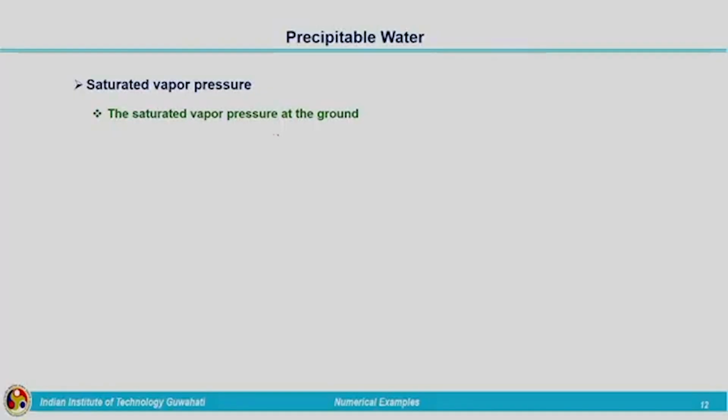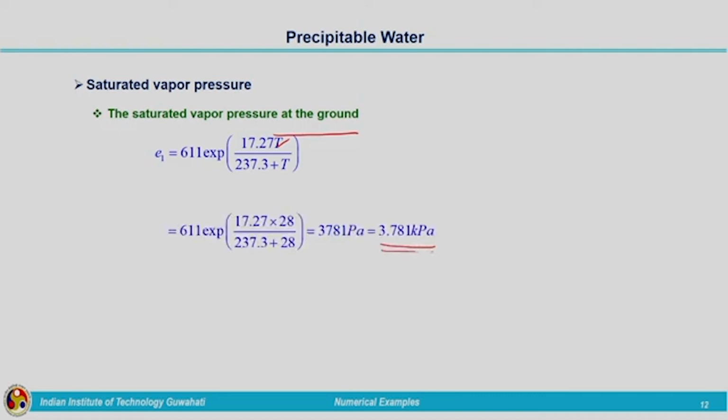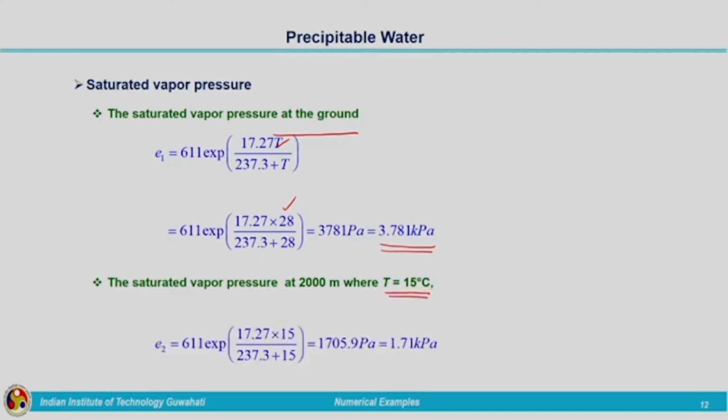Now, we can calculate the saturation vapor pressure. The saturated vapor pressure at ground surface we can calculate by using the exponential relationship with the temperature. At ground surface we will be making use of the temperature at the ground surface, and it is calculated to be 3.781 kilopascal. Temperature is 28 degree Celsius. Now, saturated vapor pressure at 2000 meters, the temperature is 15 degrees Celsius at delta Z is equal to 2000 meter. So, when we substitute 15 degrees Celsius in this particular equation, we will get the saturation vapor pressure to be 1.71 kilopascal at an elevation of 2000 meters above the ground surface.